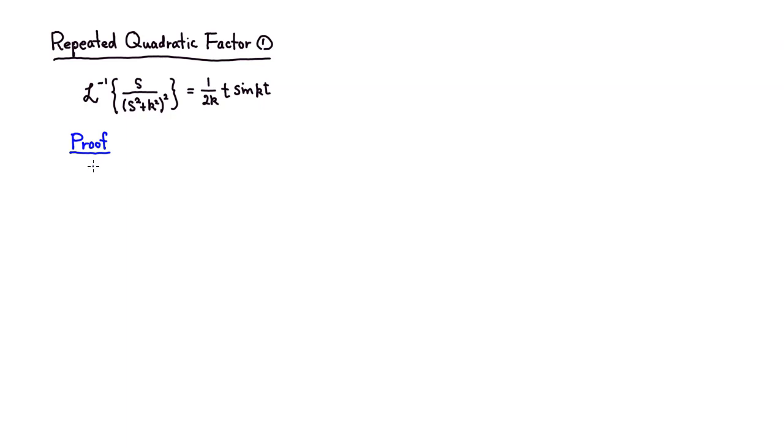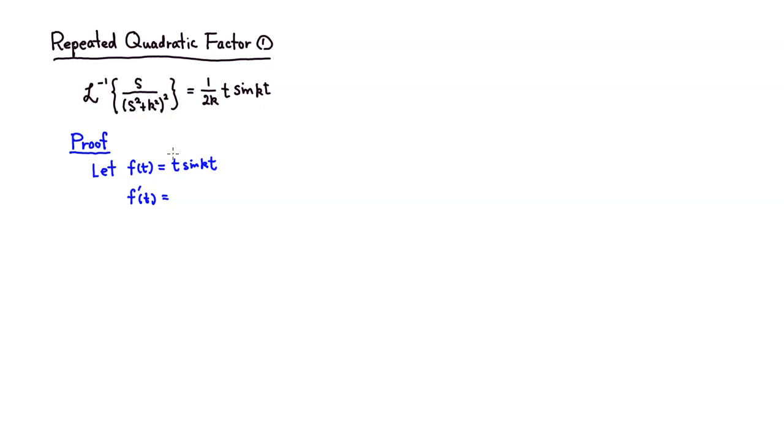So first, I'm going to let f of t be t sine of kt. Then I'm going to take a couple of derivatives. So you have f prime of t, which is equal to product rule.